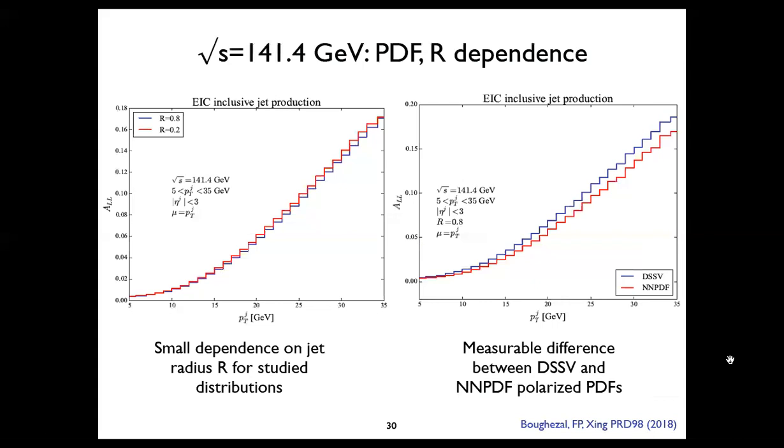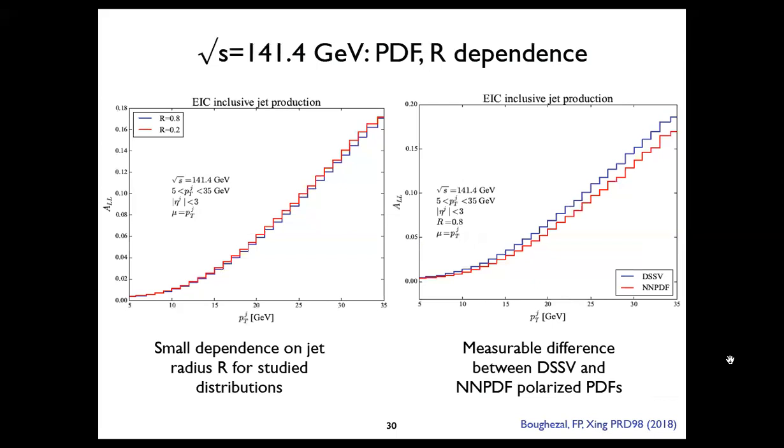The left plot shows the dependence on the jet radius, changing it from R equals 0.8 to R equals 0.2. You can see there's not a whole lot of effect from this. This indicates that we don't expect our result to be in need of any information of log R effects. That was one of the reasons to do this check.